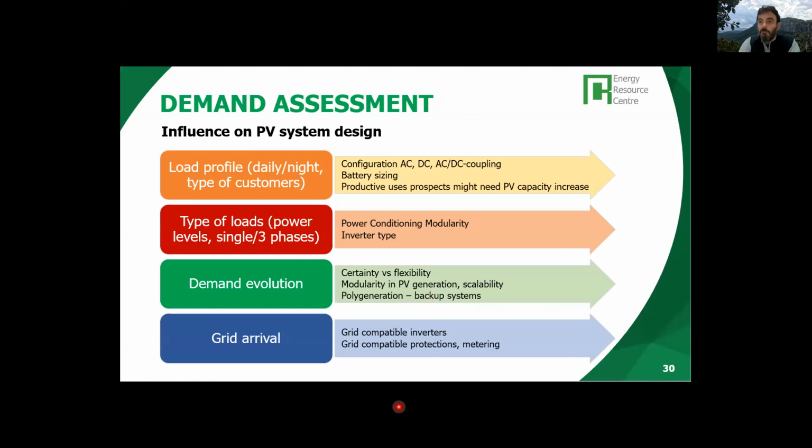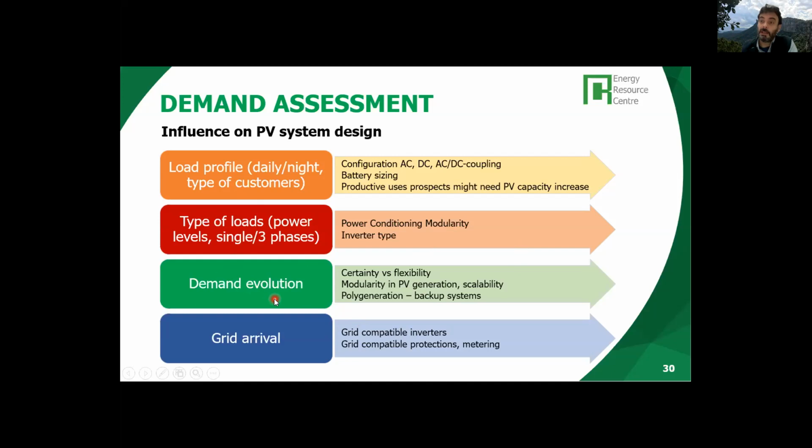So, to sum up, the demand assessment has a great influence in the off-grid PV system design. The load profile will influence the coupling, as we said, the configurations, the sizing of batteries, and also the modularity in the PV generation, the type of loads we will have, the power levels they have, if they are single or three-phase, etc. This will influence the choice of our inverter and the modularity we can think of for the power conditioning.